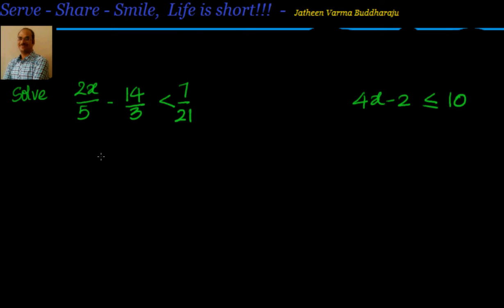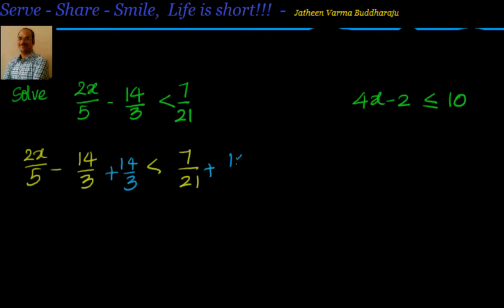Okay, right. So what I have to do first now, I have the term containing x and next to that I have some other term, so I should get rid of it. It is minus 14 by 3, so I should make it 0, so I should add 14 by 3. So my next step will be, I will say 2x by 5 minus 14 by 3, that should be less than 7 by 21. Now I have to add 14 by 3, so I will add 14 by 3 on both the sides.